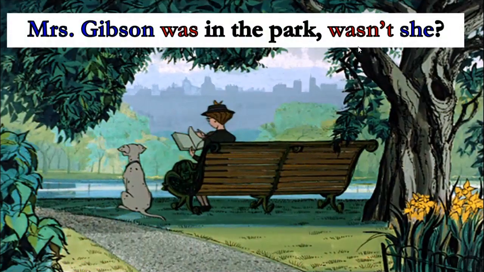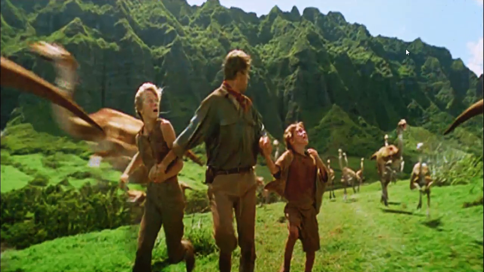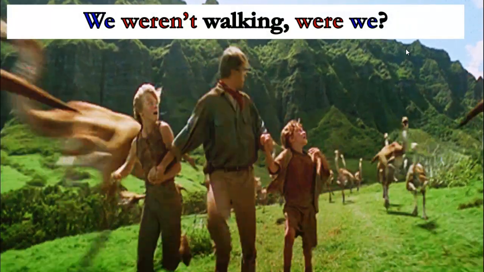Mrs. Gibson was in the park. The helping verb here, or the verb that we have, was. And this one is in the past. Okay? And the negative of this one is what here? Wasn't. And Mrs. Gibson is a female. So it's going to be she. So the question tag, wasn't she? Wasn't she. The next example, we weren't walking.